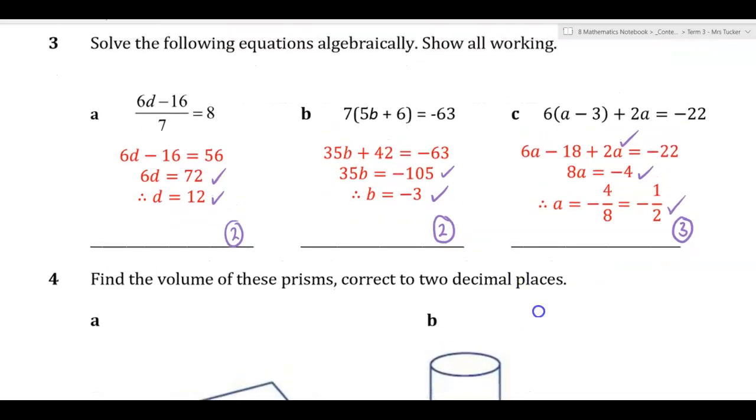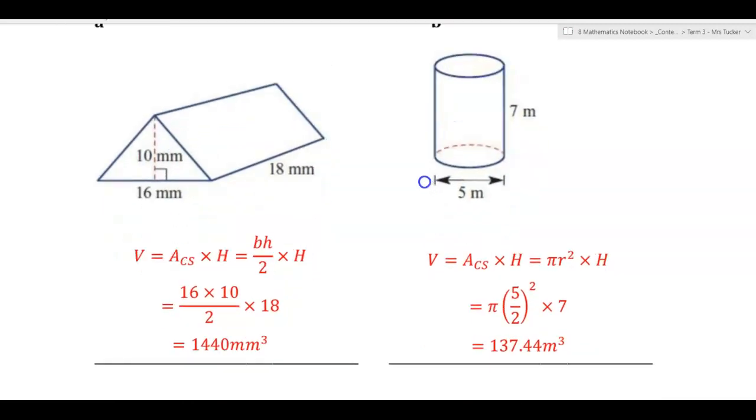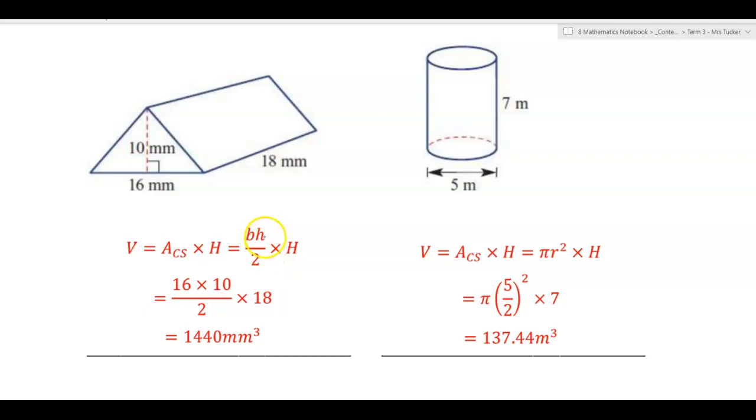All right, volume of a prism. What is the formula for the volume of any prism? Okay, so both of these should have that formula in there. Area of the cross-section times the height. Or I would accept for the triangular prism base times height over 2 times big H. However, those H's need to be different. They cannot both be lowercase. They cannot both be uppercase. They are representing different variables.